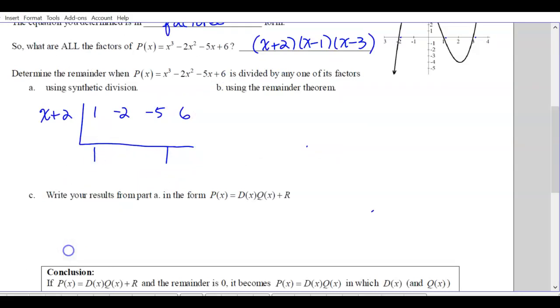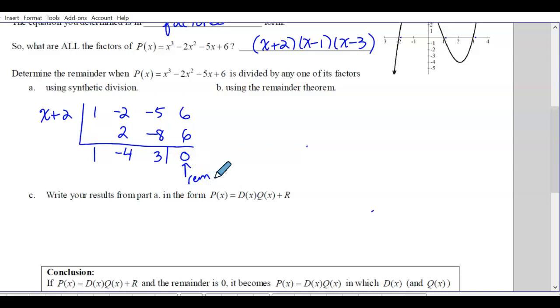You bring down the 1, multiply back by 2, subtract those, multiply back by 2, subtract that, multiply back, and we get 0. Right? Remainder should be 0 if we're dividing by a factor. We already know that x plus 2 is a factor of a polynomial, then the remainder should be 0. And it is. Okay, so the remainder is 0.